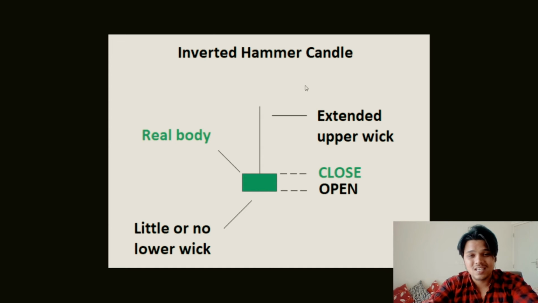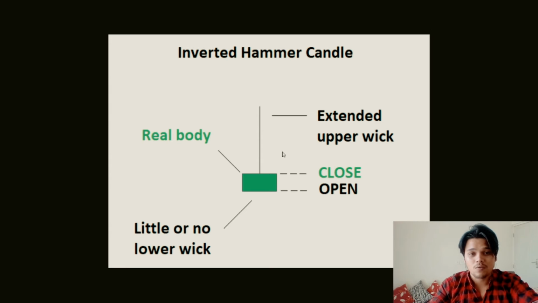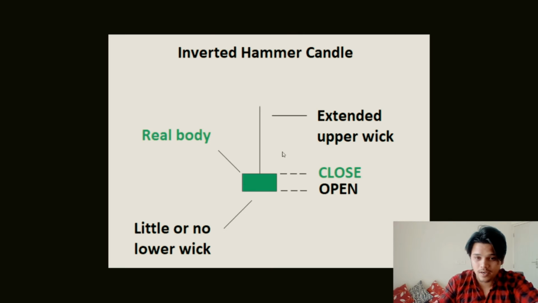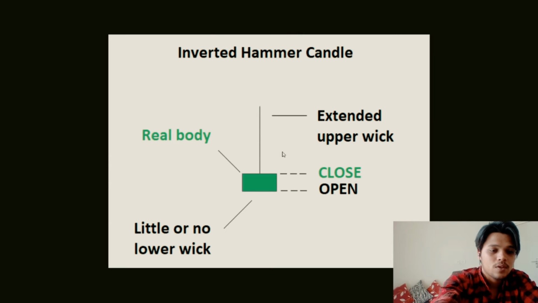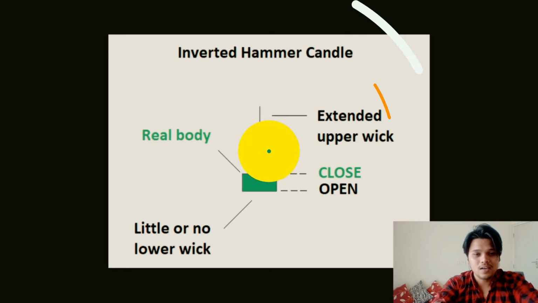You can see this type of candle at the end of a downward trend. Because at the end of a downward trend, if you see the inverted hammer candle, that means the market will go up from that point. All right, not always, but most of the time. Now moving to our next candle.